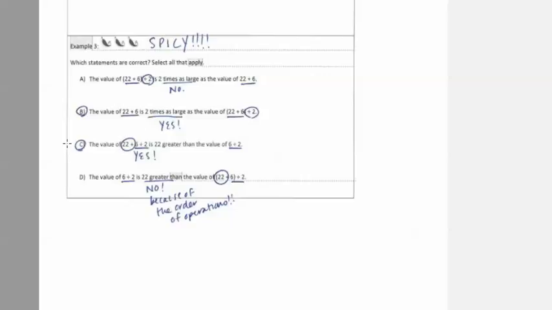Now let's look at answer D. Answer D is really tricky. The value of 6 divided by 2 is 22 greater than the value of, in parentheses, 22 plus 6 divided by 2. Right? And we would have to say no here because of the order of operations, right? In the second expression, we would be adding 22 plus 6 first and then dividing by 2. And that means that it's not going to be 22 greater than 6 divided by 2. And again, if we need to, we can always simplify, right? That's the backup. That's the plan B. 6 divided by 2 is 3. 22 plus 6 is 28. Divide by 2 is 14. And I know that 3 is not 22 greater than 14. Okay?